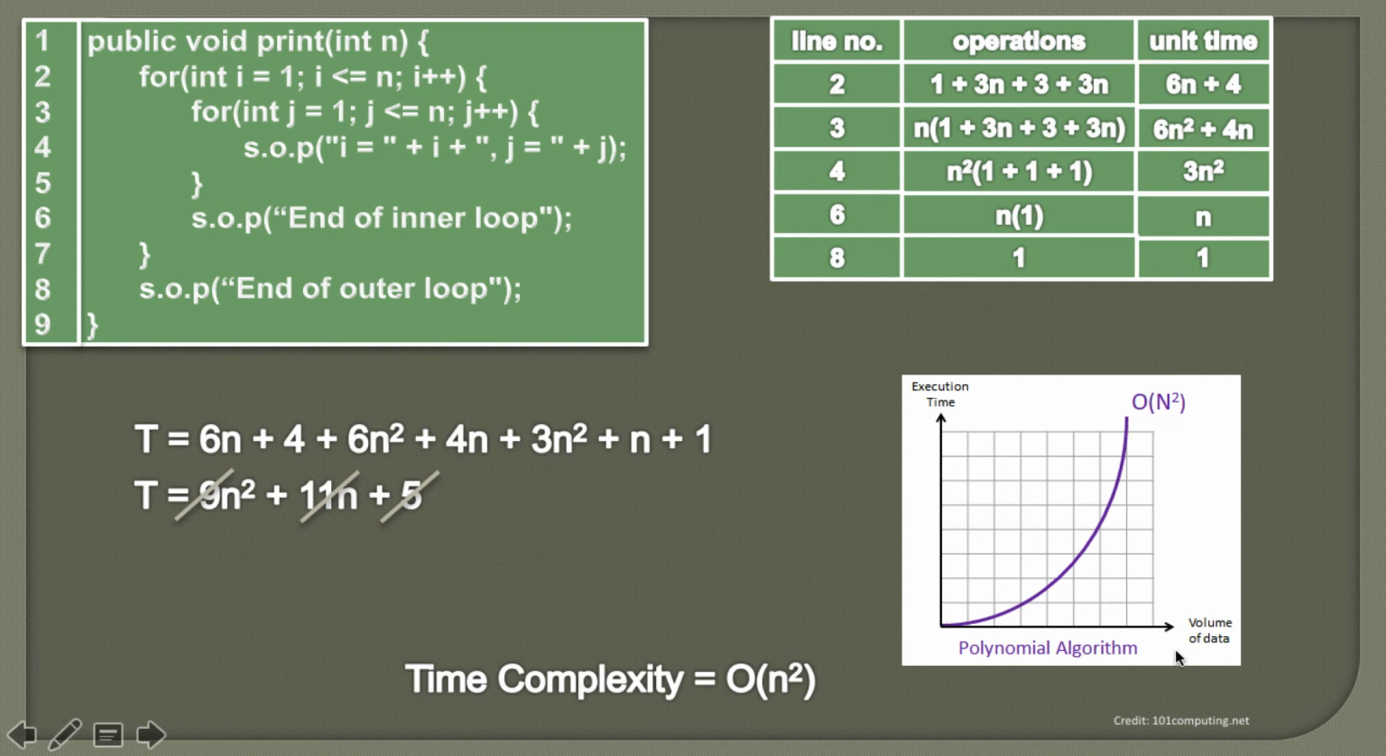So here you can see that as the volume of data increases, the execution time will increase n² times, because time is directly proportional to n². So this is the graph for a polynomial algorithm. So here you can see that this is a really bad algorithm because execution time is drastically increasing with the input size.